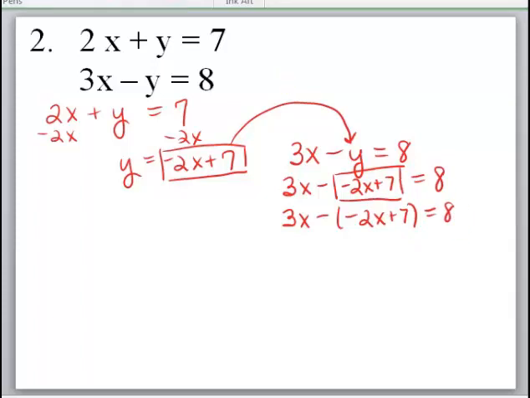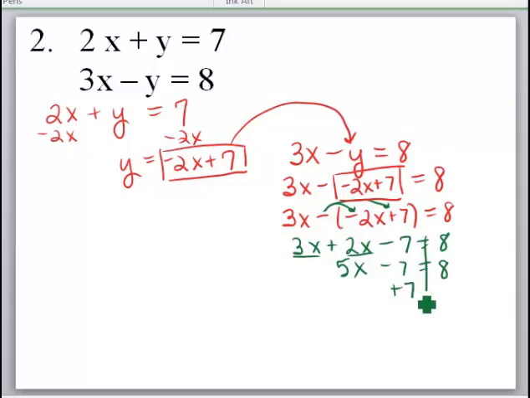I'm going to change the color of the pen so you guys can see that I'm distributing this negative through. So I have 3x plus 2x minus 7 equals 8. So I'll add 7 to both sides. Actually, let's not do that just yet. Let's combine like terms first. That's typically what we'll do. So we have 5x, because I add 3x and 2x together, minus 7 equals 8.